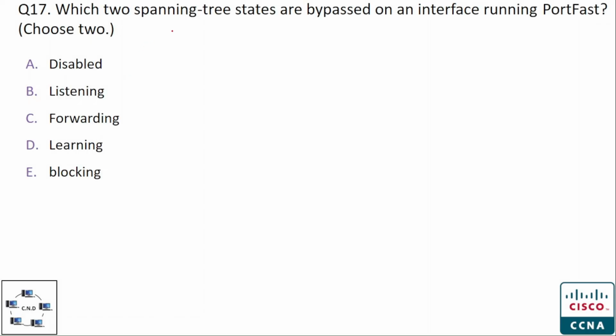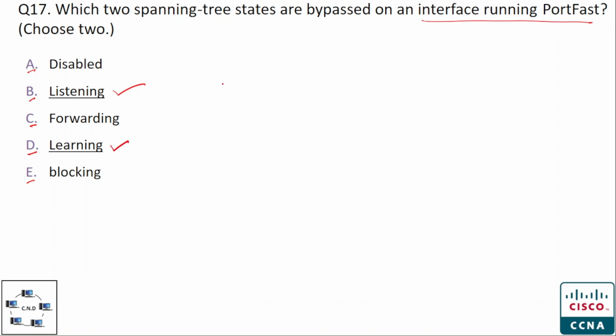Question number 17. Which two spanning tree states are bypassed on an interface running the portfast command? We have to choose two options. We already studied this type of question. The options are option A, disabled, option B, listening, option C, forwarding, option D, learning, and option E, blocking. And the correct options are option B, listening, and option D, learning.